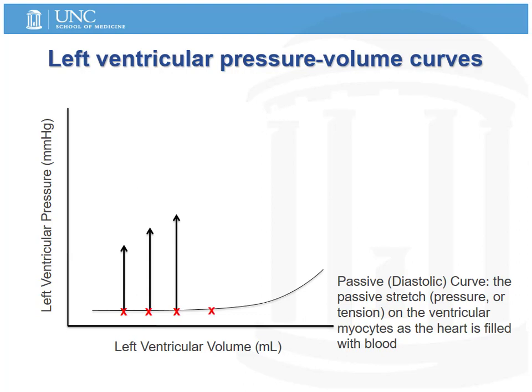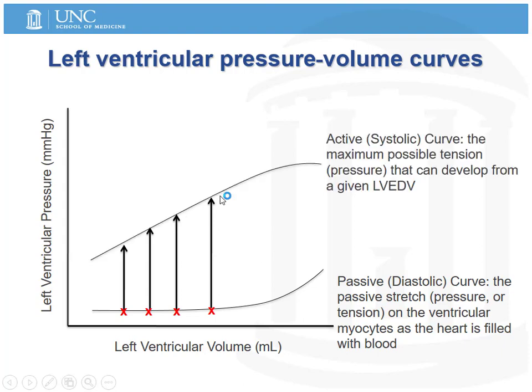Increasing the volume in the left ventricle leads to more stretch of the ventricular muscle cells, which causes greater overlap of thick and thin filaments, greater cross-bridge formation, and greater tension or pressure developed. These maximum pressures can be connected to make a line, and that is the active or systolic curve.